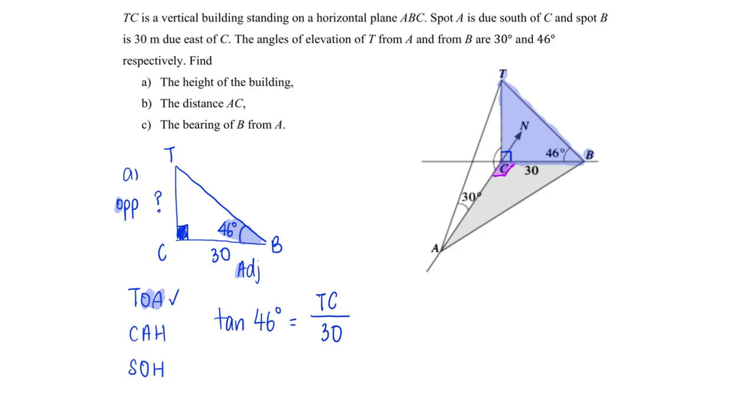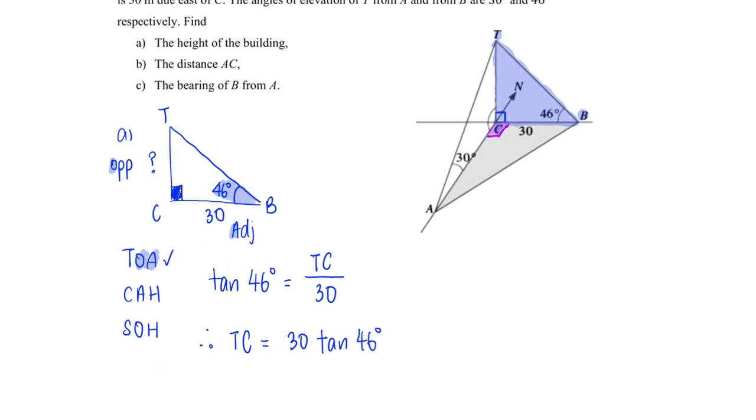Therefore, TC is simply, I multiply 30 on both sides. So my TC is simply 30 multiplied by tangent 46 degrees, to give me a value of 31.0659. Final answer, 31.1 meters to 3 significant figures. So that's for part A.